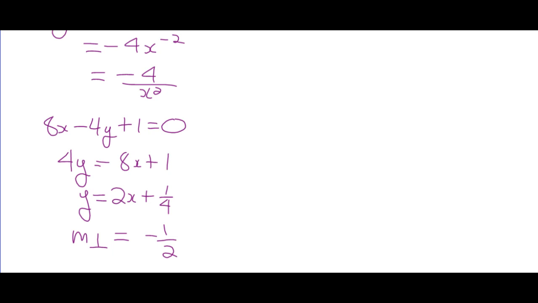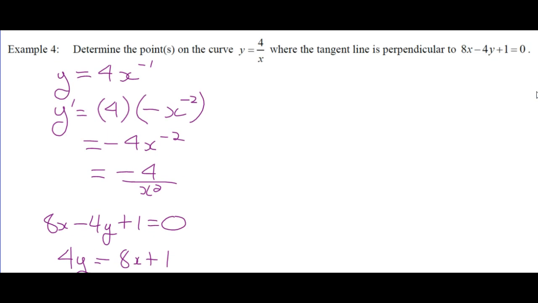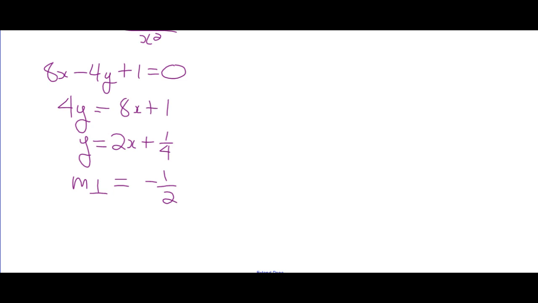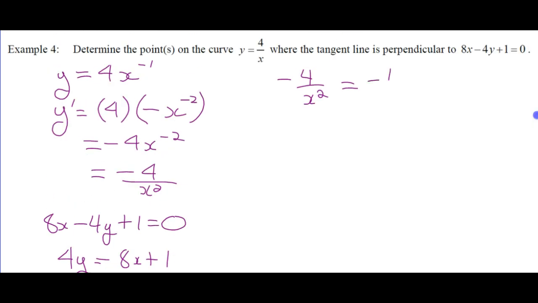All right. I even forgot what we're doing here. We've done a bunch of stuff, but what were we actually doing? Determine the points on the curve where the tangent line is perpendicular. So I want the tangent slope, which is negative 4 over x squared, to be equal to negative 1/2, right? Okay, so can we solve that? Probably. What do we get? Negative x squared is equal to negative 8. So x squared is 8.